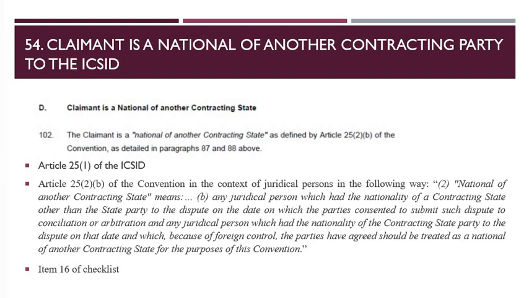Note that the ingredients for satisfying the nationality requirement for a juridical person were already addressed under item 16 of the checklist, which read: if the claimant, the juridical person, is a national of the host state party to the arbitration on the date of consent, information and documents demonstrating agreement of parties to treat the juridical person as a national of another contracting party to the ICSID, which is found in Article 25(2)(b) of the ICSID Convention, read with Rule 2(2)(d) of the ICSID Institution Rules.